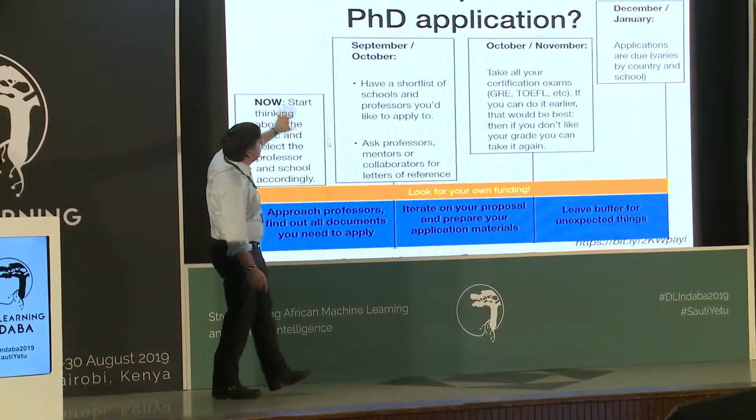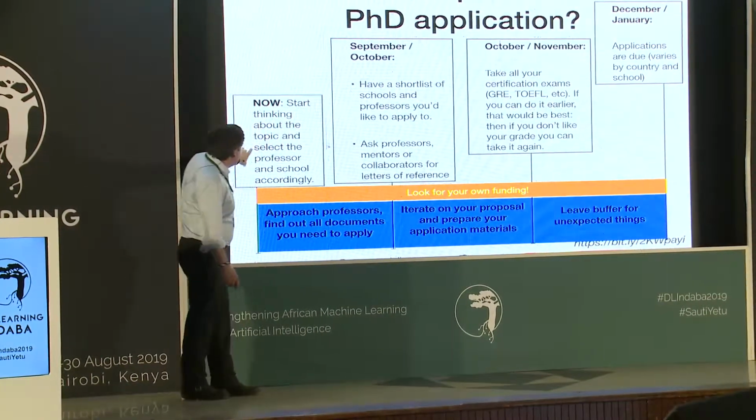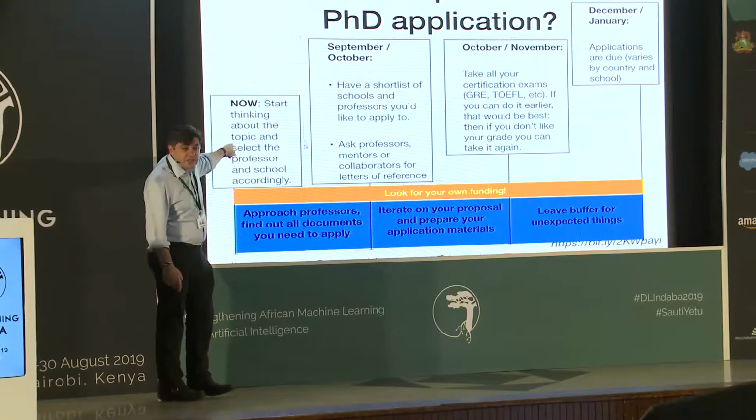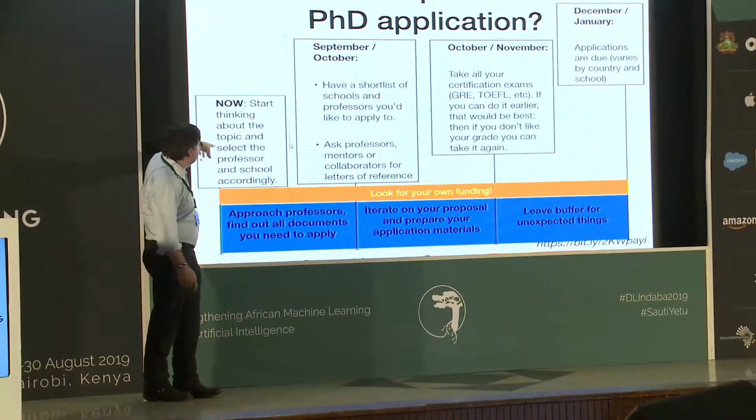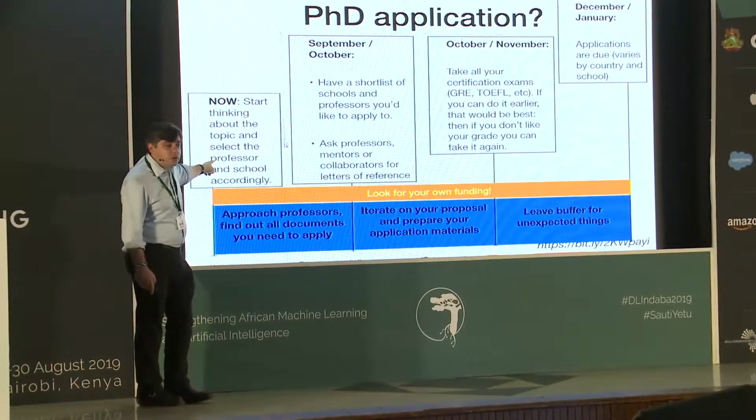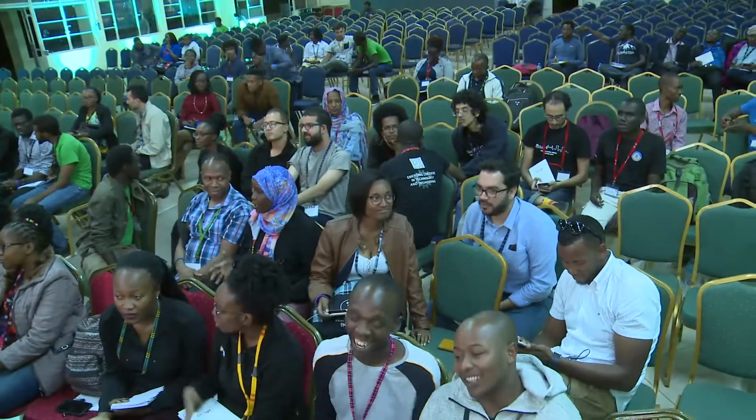Okay, so just quickly, what's the process of a PhD application? Right after this, over beers or something, you should start thinking about your topic, and then you should start Googling frantically to identify professors at schools where you think you could do a PhD.